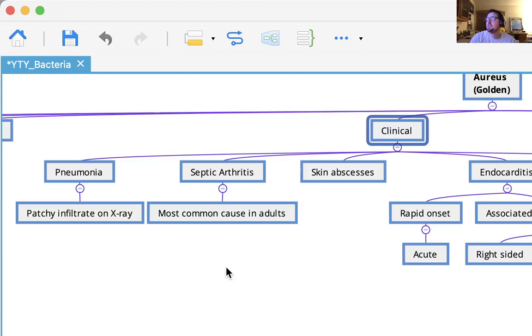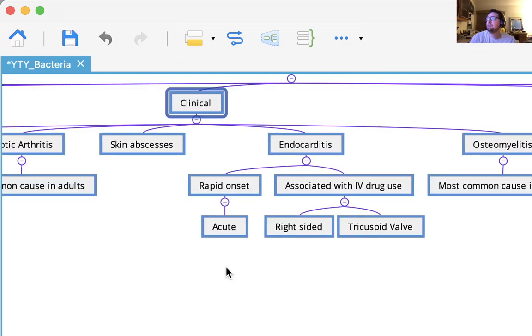Next, you've got skin abscesses. This is self-explanatory. Then you have endocarditis. For your differential, if you have someone who's had heart problems for a while, like a month or something, you should be thinking more along the lines of spirochetes, like Lyme, something else. If it's Staph aureus, they're getting sick really quickly. It's going to be this rapid onset acute endocarditis. Don't think months, think like days. It's associated with IV drug use, and this is kind of key to where you're going to find it.